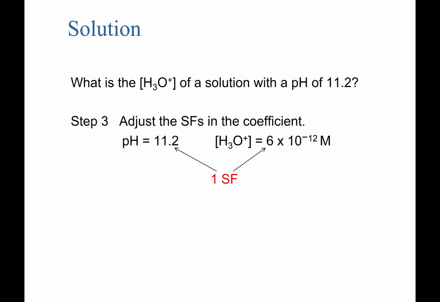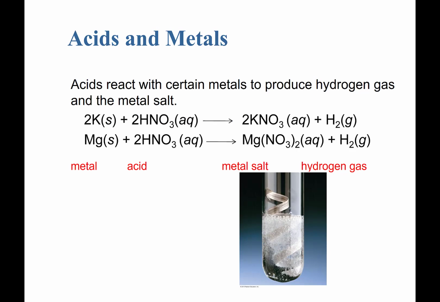All right, so there are 3 different reactions that we're going to take a look at. The first one is an acid with a metal. Acids will react with metals to produce hydrogen gas. In this case, I have nitric acid. I'm going to react it with potassium or magnesium. Both of those are metals, so I'm going to produce a metal salt because this is ionic. A salt is an ionic compound. What happens is this is a single replacement reaction.